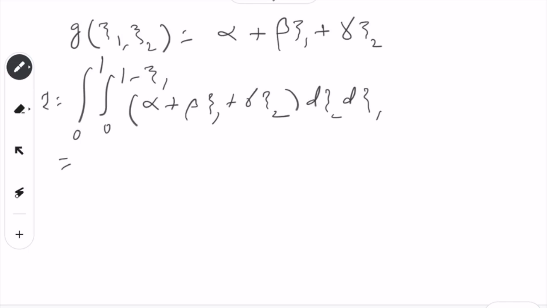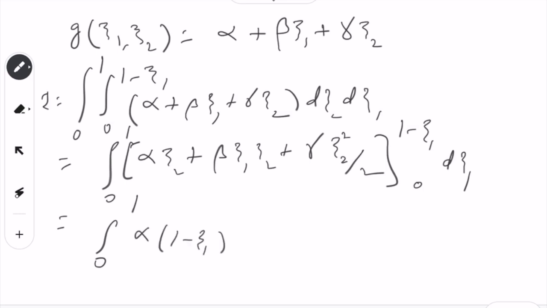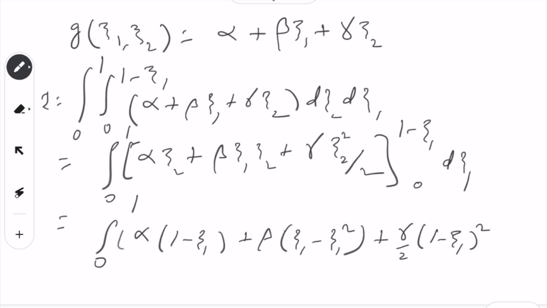So what do we get? From here we get alpha xi2 plus beta xi1 xi2 plus gamma xi2 squared over 2, evaluated from 0 to 1 minus xi1, and then d xi1, which is equal to the integral from 0 to 1 of alpha times (1 minus xi1) plus beta times (xi1 minus xi1 squared) plus gamma over 2 times (1 minus xi1) squared, d xi1.